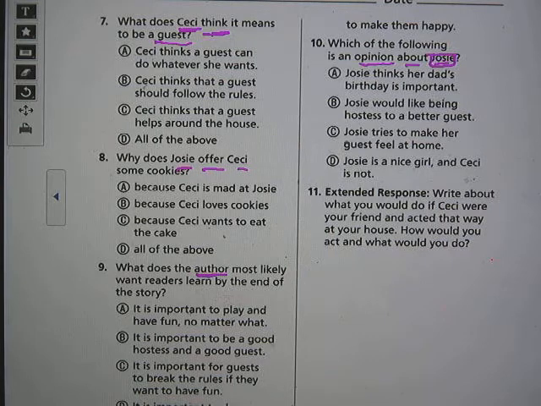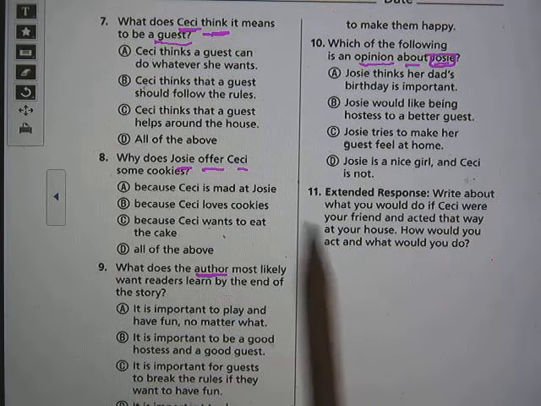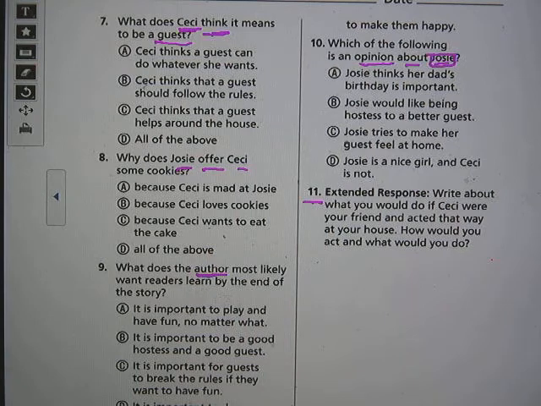Now we're on to the extended response. This right here is going to take a little longer. It says, write about what you would do if Cece were your friend and acted that way at your house. How would you act and what would you do? So if someone came into your house, bit into your father's birthday cake, ripped your favorite pink princess costume, and did all the things that Cece did, how would you react? And what would you do? How would you act and what would you do?